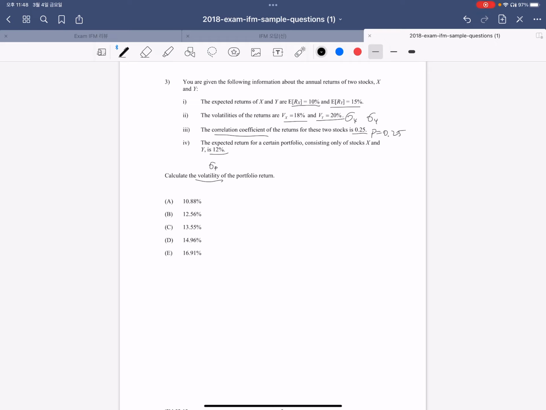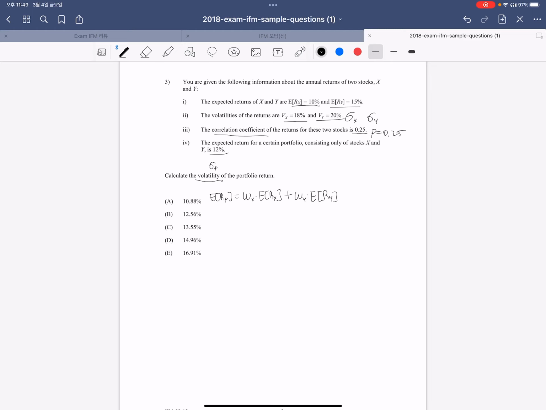So to calculate the volatility of the portfolio, we have to know how much stock X and Y are in the portfolio. And we can calculate this by using the expected returns for this portfolio. So we know that the expected return of the portfolio equals the weight of X times the expected return of X plus the weight of Y times the expected return of Y.